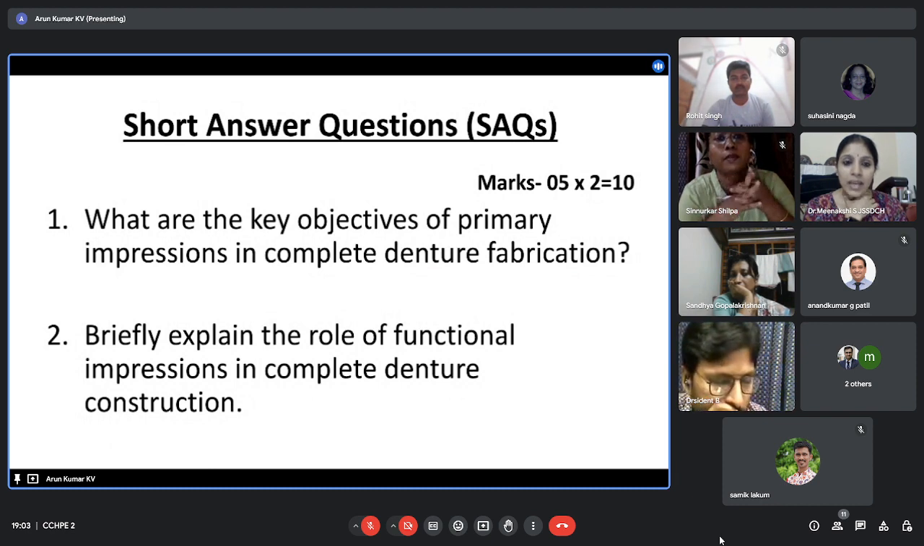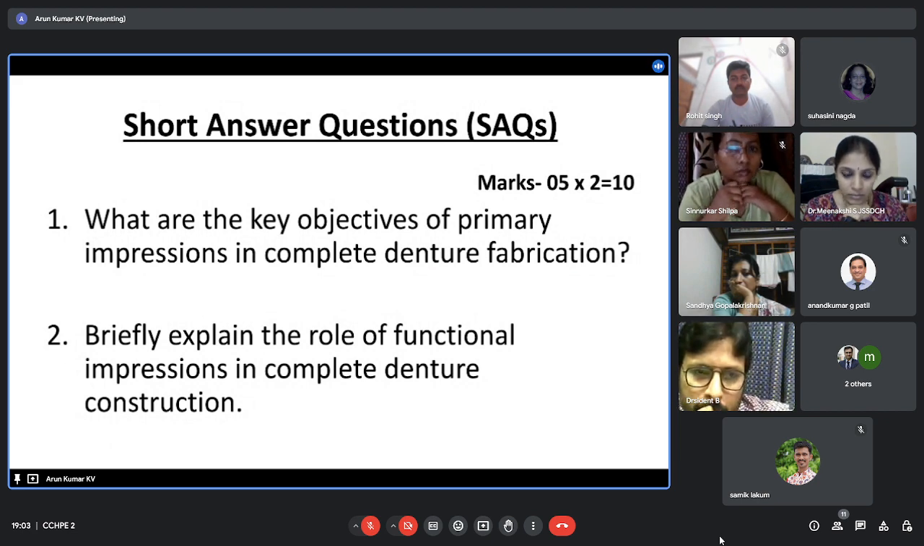Enumerate, explain, the key objectives. Sir, I have written "Enumerate the key objectives." So when an objective is written, you can add a point or two on each objective. That will cover the 5 marks.